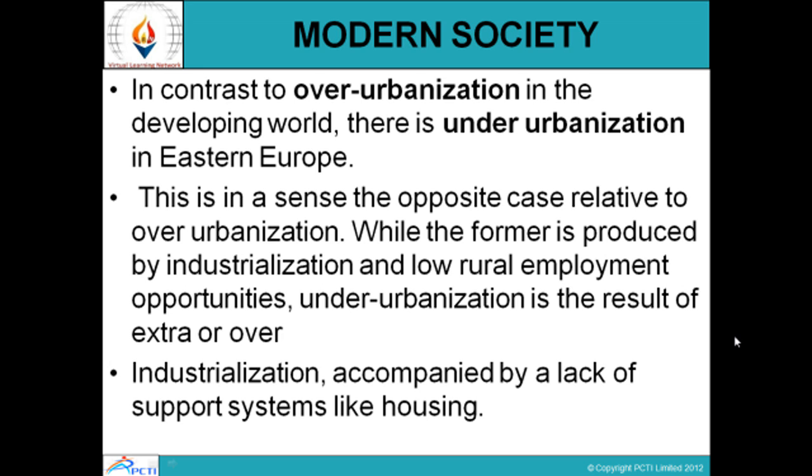Further, in contrast to over-urbanization in the developing world, there is under-urbanization in Eastern Europe. This is in a sense the opposite case relative to over-urbanization. While the former is produced by industrialization and low rural employment opportunities, under-urbanization is a result of extra or over-industrialization accompanied by a lack of support systems like housing. In under-urbanization, proper industrialization in terms of proper housing and support systems does not take place, and in over-urbanization, a lot of industrialization, a lot of modernization takes place in terms of housing as well.